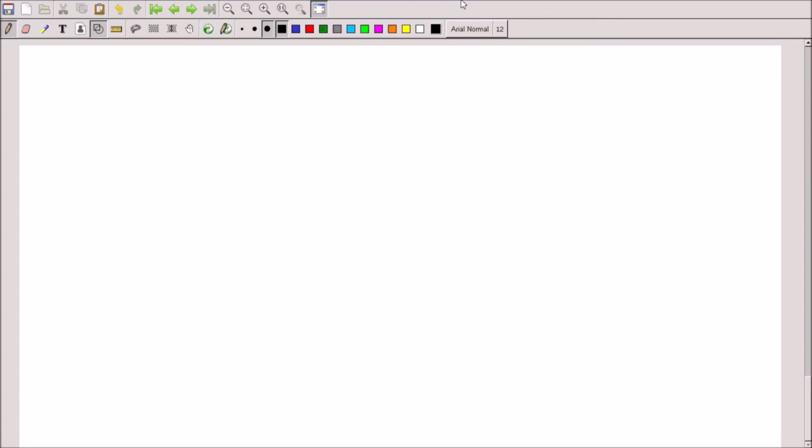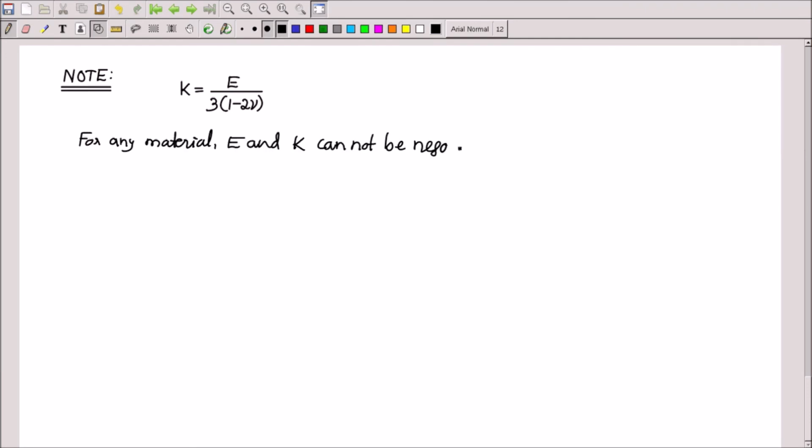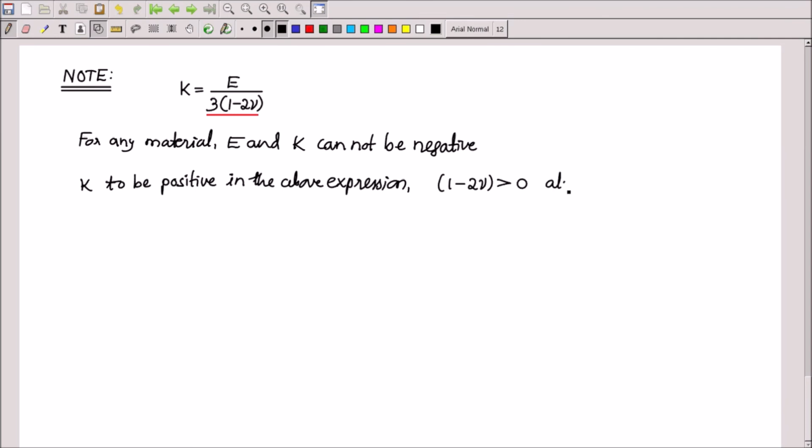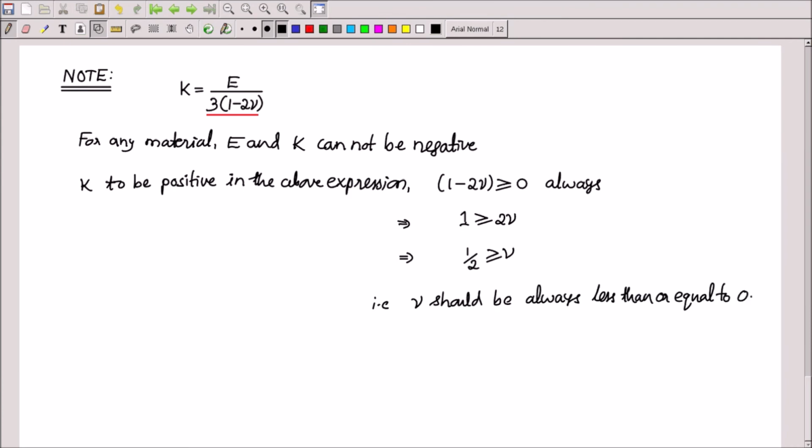There is one interesting finding that you have to remember. We obtained K is equal to E divided by 3 into 1 minus 2 nu. Right? This is the relationship we obtained. We know that for any material, E and K cannot be negative. So for K to be positive, the denominator here, especially this portion, 1 minus 2 nu has to be greater than 0 always, or ideal cases can be equal to also. So if I consider this condition now, 2 nu should be less than 1 always, or nu should always be less than or equal to 0.5.